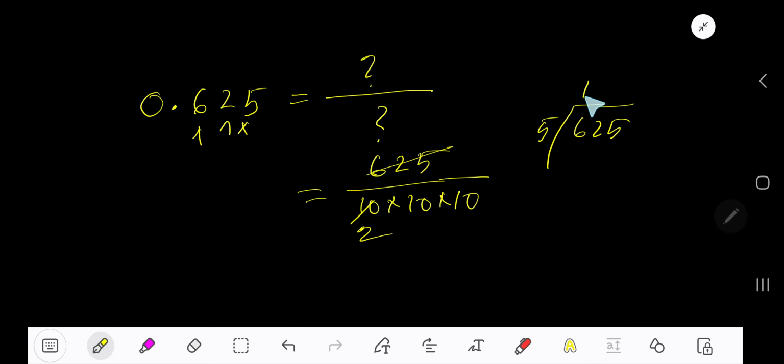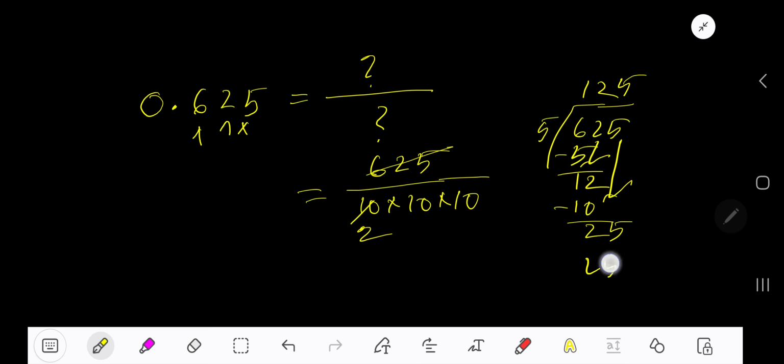5 goes into 6 one time, 5. Subtract 1, bring down the next digit. 5 goes into 12, 2 times 5, 10. Subtract 2, bring down another, 25. 5 goes into 25, 5 times. So 5 times 5, 25. So we have to write 125.